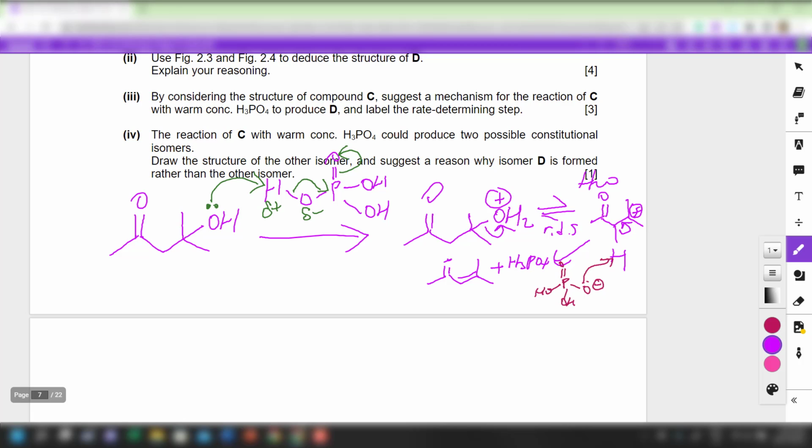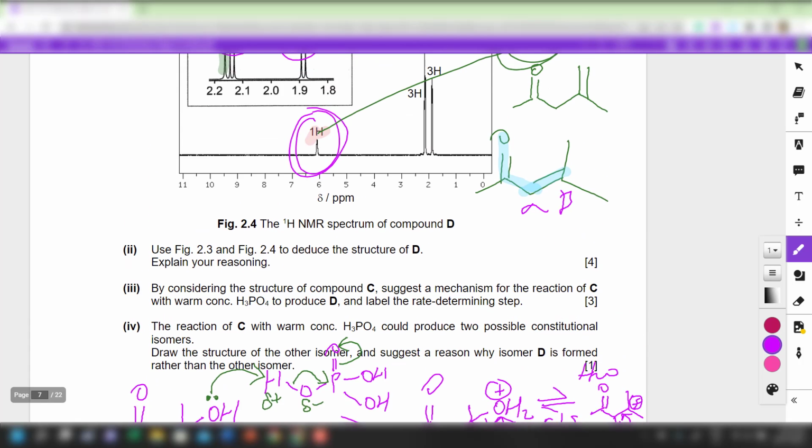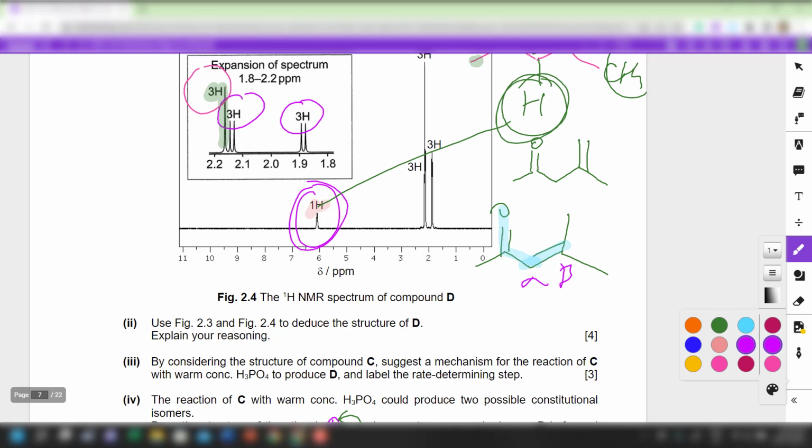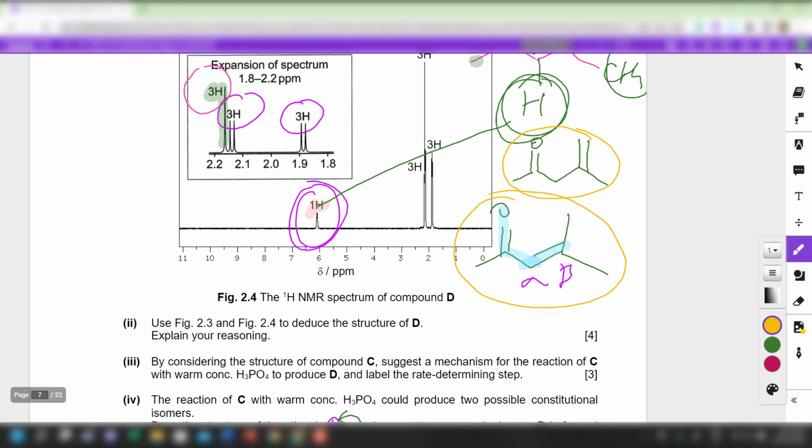For part 4, we were told that the reaction of C with concentrated phosphoric acid could produce 2 possible constitutional isomers. So we were asked to draw the other constitutional isomer and explain why D is formed rather than the other isomer. I think I've drawn it here, so it has been addressed earlier on. This is not preferred, but the alpha beta unsaturated carbonyl, that is D, is preferred. Why is that the case? Because the C=C pi system is conjugated with the C=O pi system. This conjugation will help to stabilize it more than the non-conjugated version.